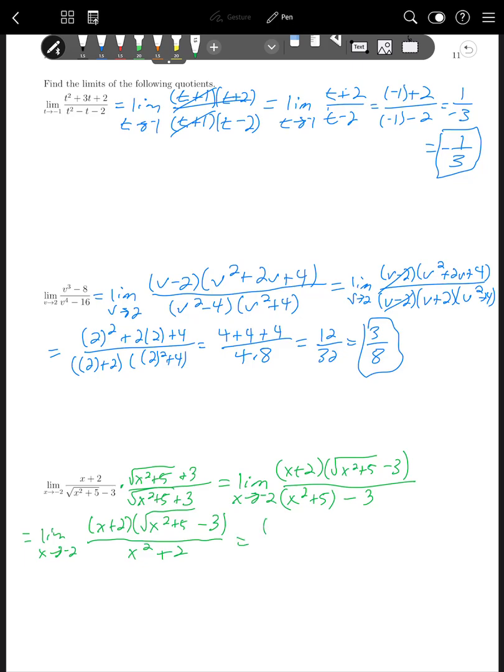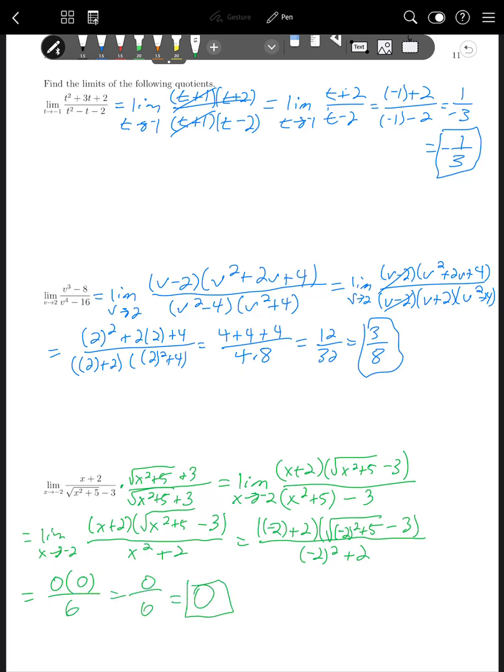So this will be negative 2 plus 2 times the square root of negative 2 squared plus 5 minus 3 over negative 2 squared plus 2. So that's 0 times 0 over 6, which is 0 over 6, which is just 0. Okay, so that's the idea.